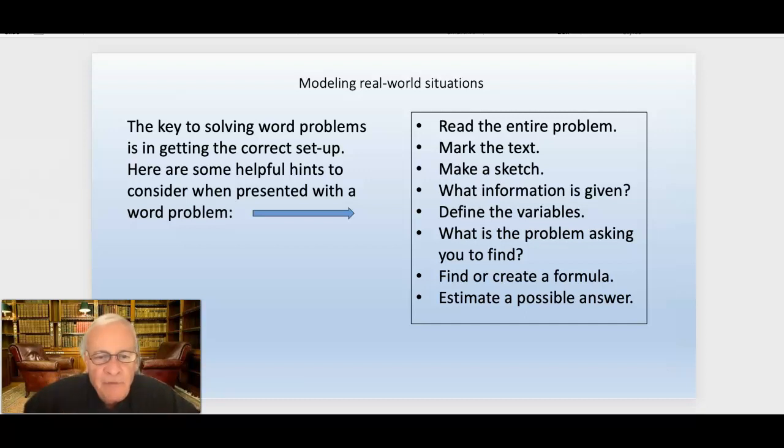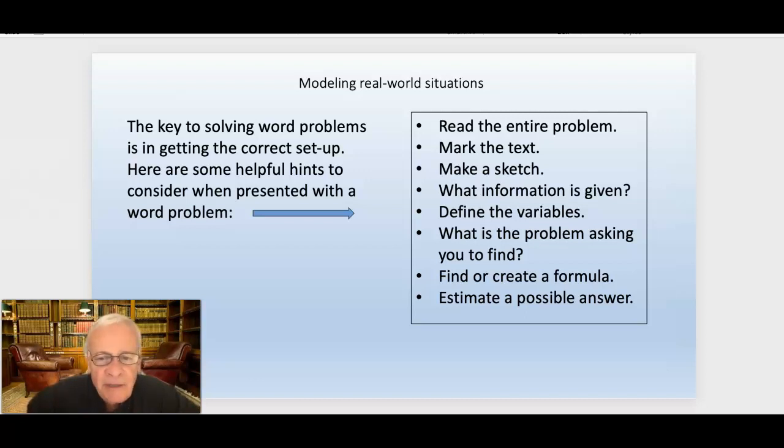Some helpful hints to consider, guys. Make sure you read the entire problem. Mark the text. That's something I do a lot. I circle the numbers and underline the important words or phrases. What are they asking you for? Sometimes I draw a little sketch to help me organize what's going on. I'm trying to figure out, in the equation, what goes on which side of the equal sign. Make sure you define the variables. Basically, the variable is the thing they're asking you to find.